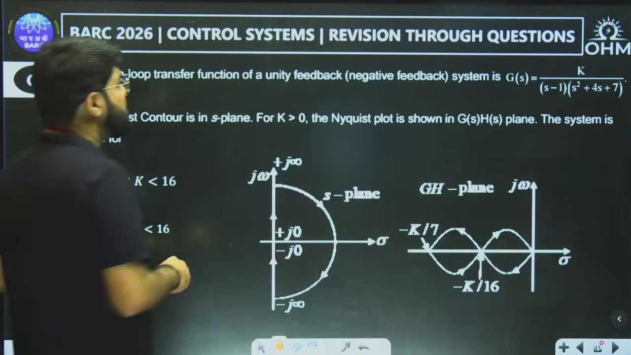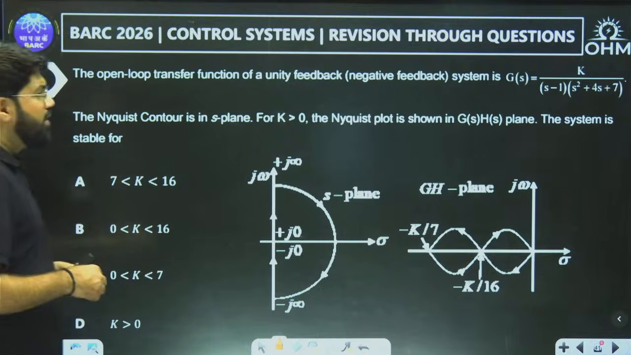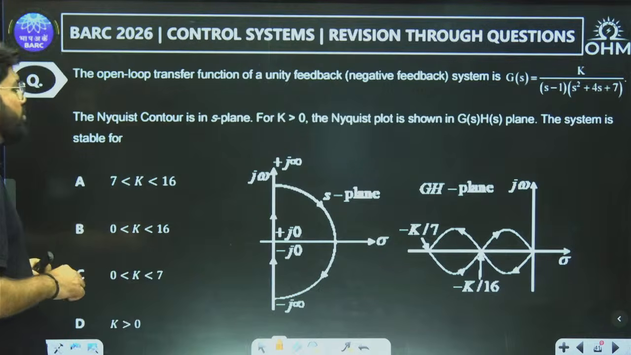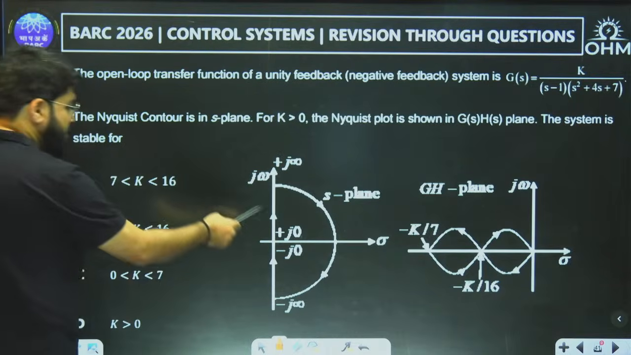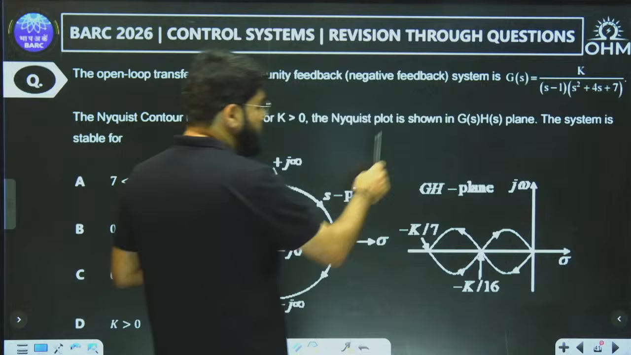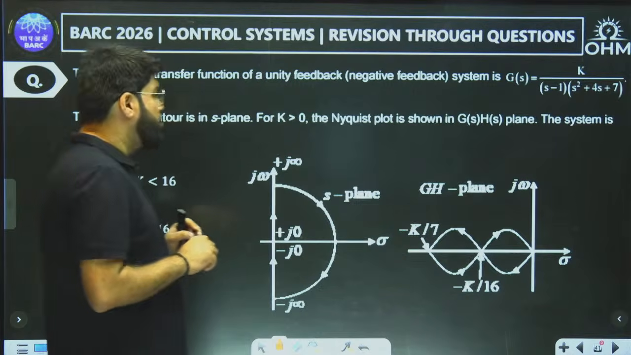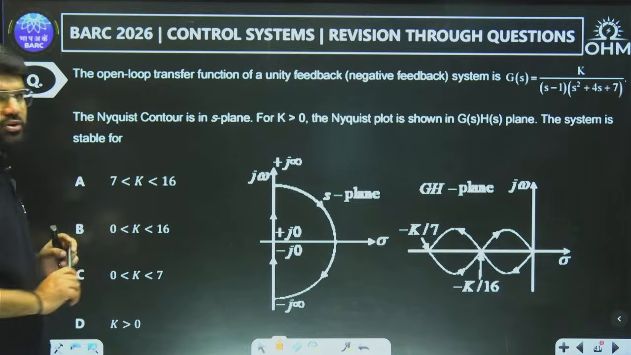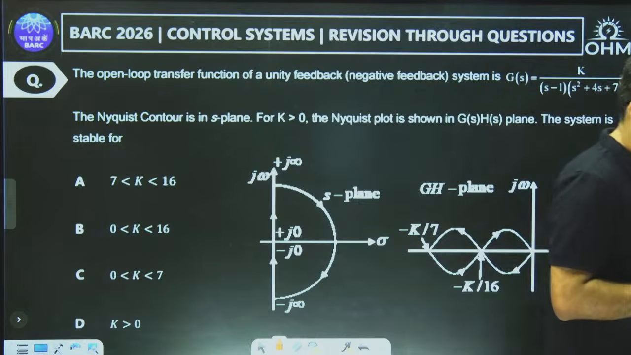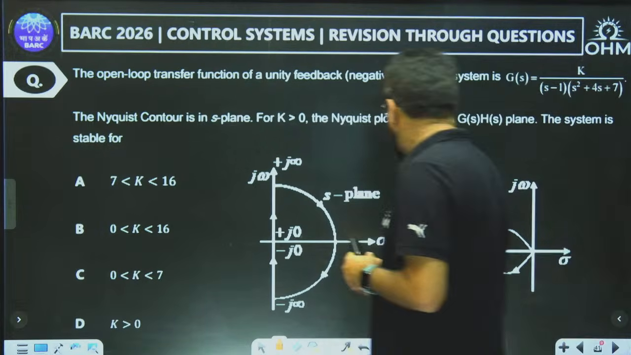The open loop transfer function of a unity negative feedback system is given to you, K upon (s minus 1)(s square plus 4s plus 7). The Nyquist contour in the s plane is also shown to you. For K greater than 0, the Nyquist plot in the G(s)H(s) plane is also shown to you. The system is stable for what range of K?